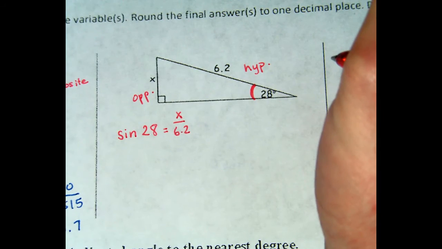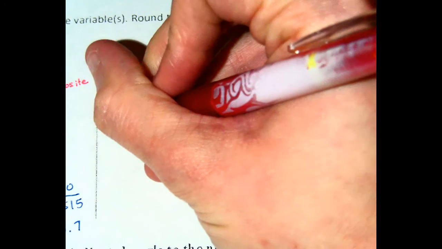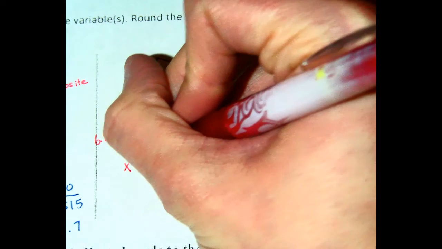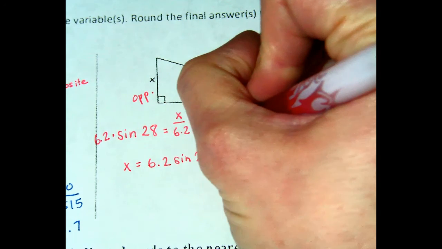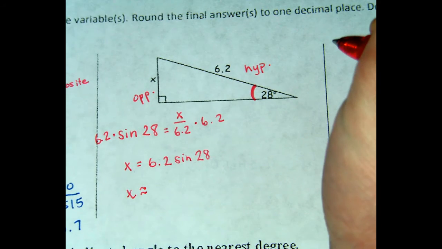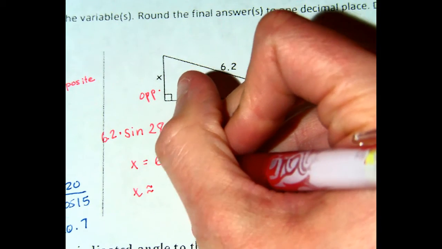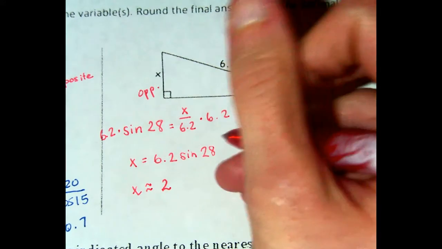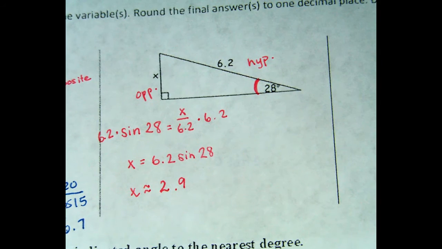How do you solve this one? So in your calculator, you're going to type in 6.2 times sine of 28 degrees and find out what you get. 2 point what? 2.9, okay. I want you to do the next one where you have to find x and y.